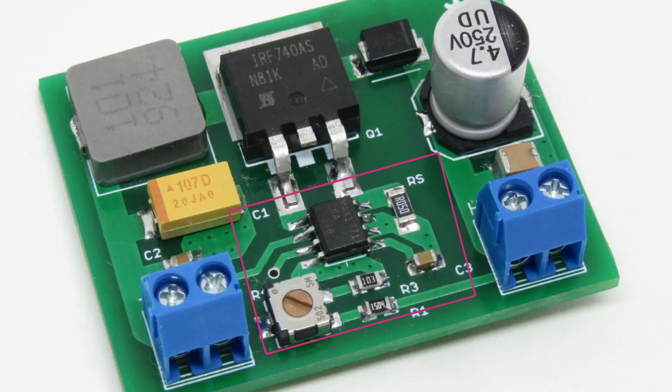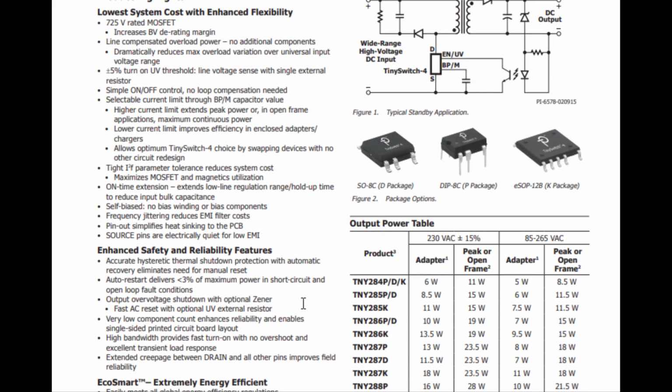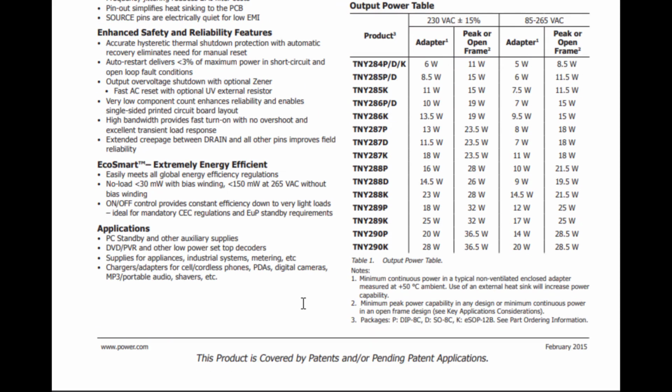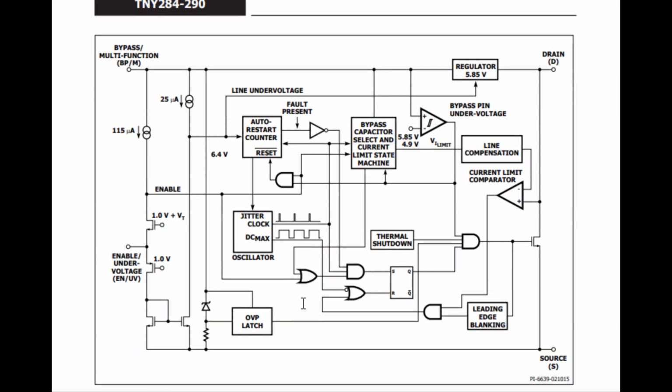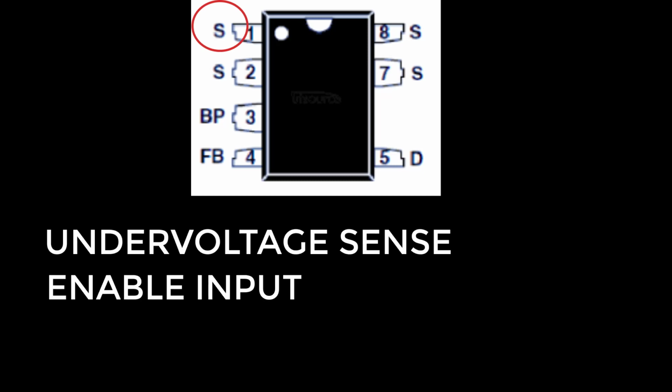Our next block is the switching circuit. The switching circuit is the heart of any SMPS circuit. We have used TNY286 as our switching regulator in this circuit. You can get detailed information about the TNY286 from its datasheet. I have just highlighted the important things of the TNY286 in this video. The first pin of the TNY286 has two functions, undervoltage sense and enable input.